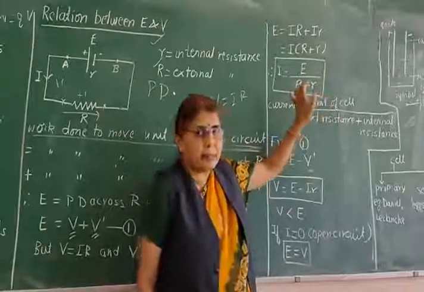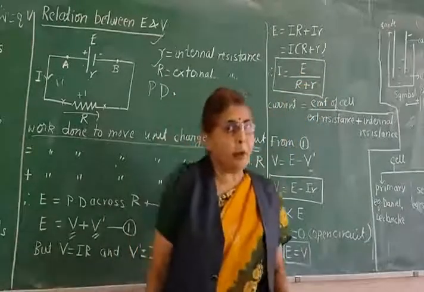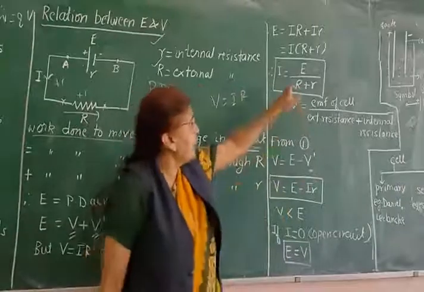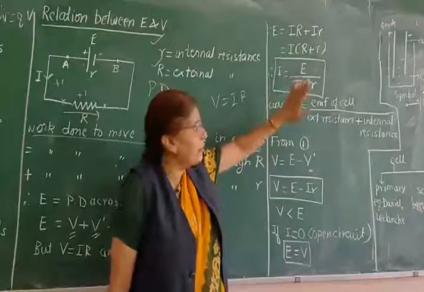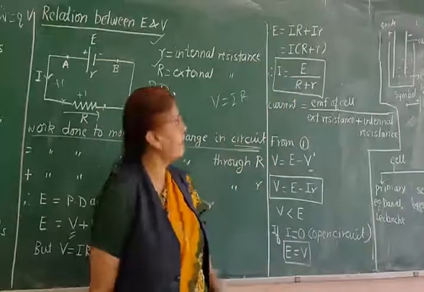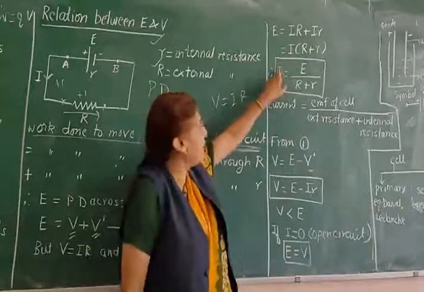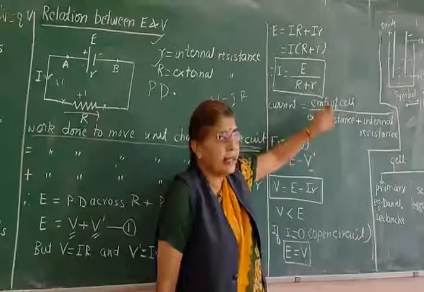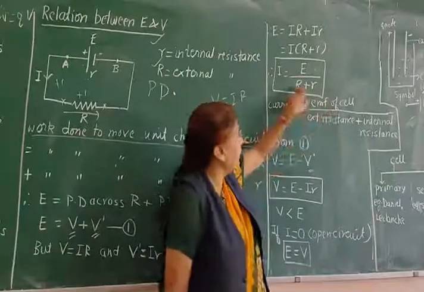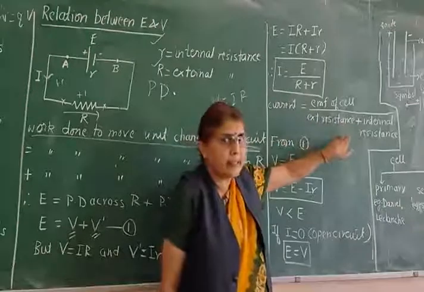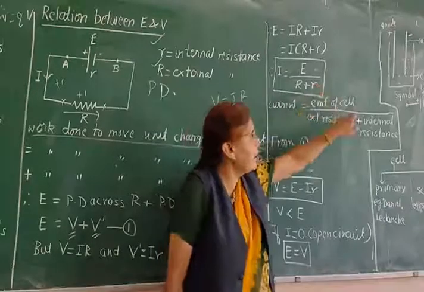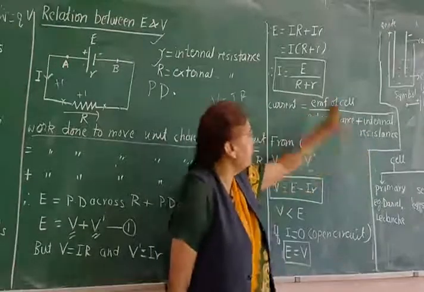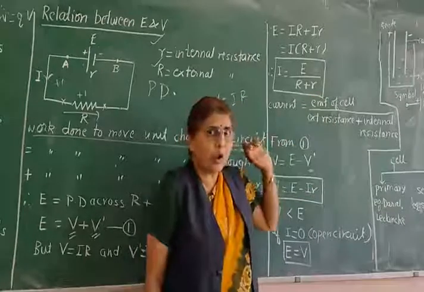This is a very important equation. Many problems, 5 marks problems, are based on this equation. So I have written this equation very clearly in words also. What does I stand for? Current in the circuit. What is E? E is EMF of a cell. What is capital R? The external resistance. And what is small r? The internal resistance. So you remember this equation for solving problems.